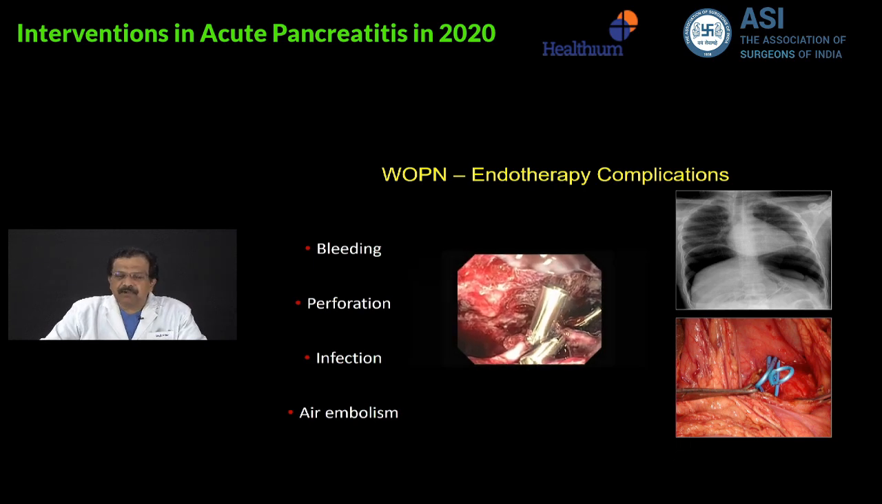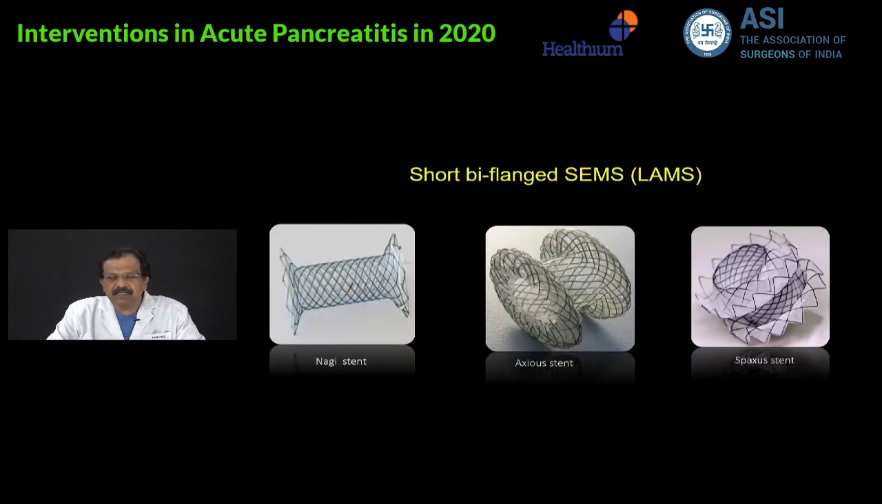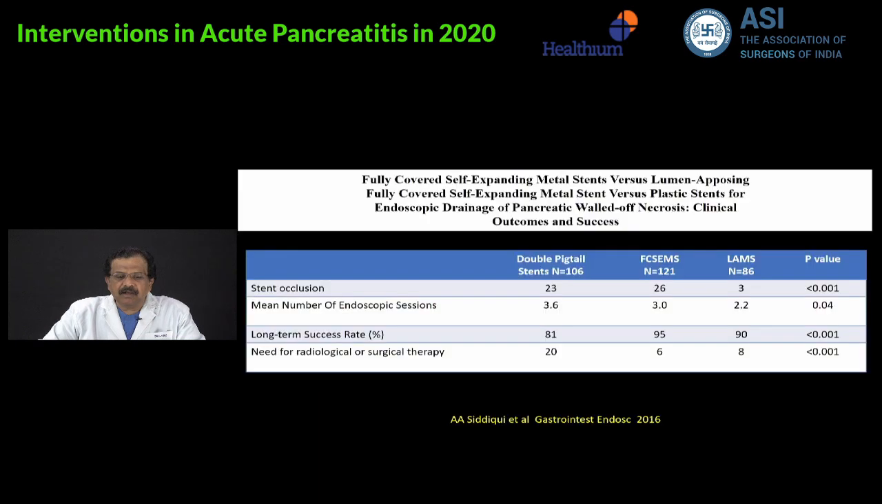So what has happened was, because of these limitations of the practice, newer stents came into clinical practice. These are called lumen-apposing metallic stents. Various stents are available in clinical practice. Nagi stent is made in India, Axios stent and the Spaxus stent. Now, there is a lot of evidence that has come in after the introduction of these lumen-apposing stents.